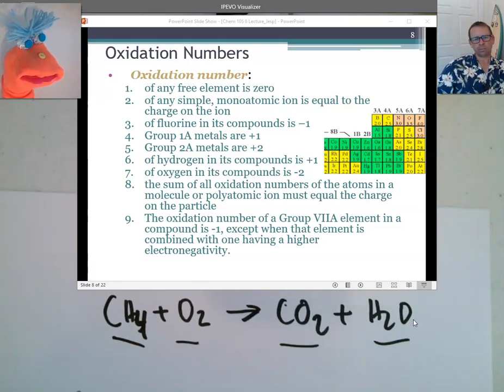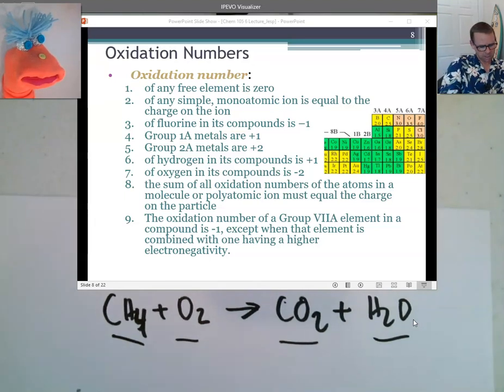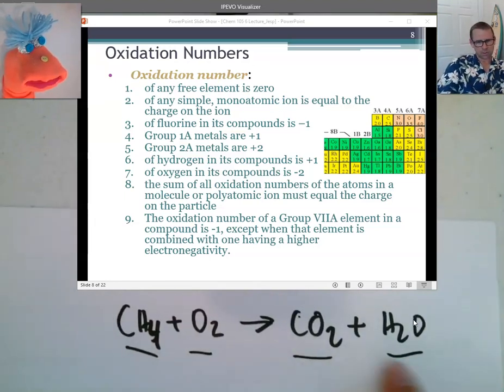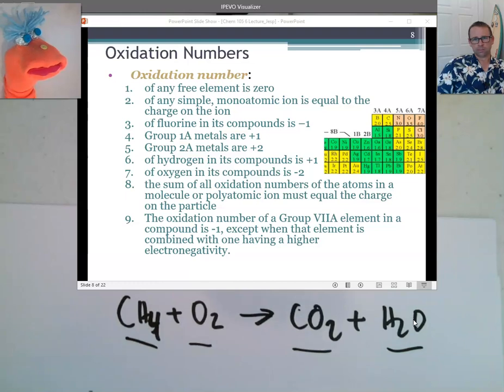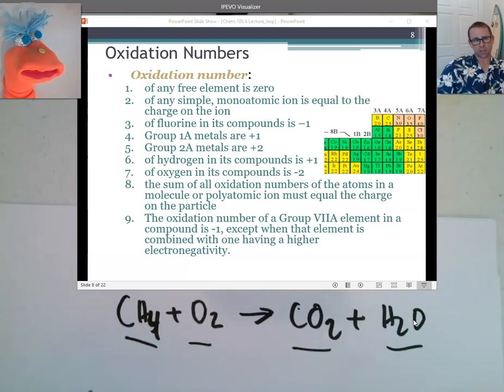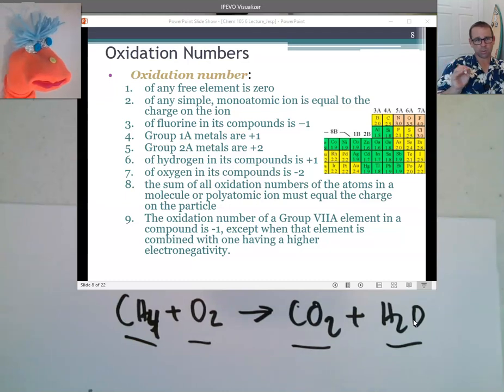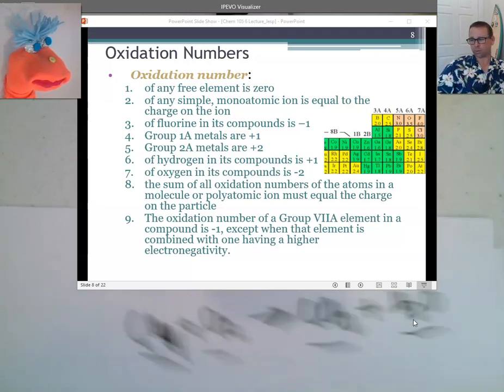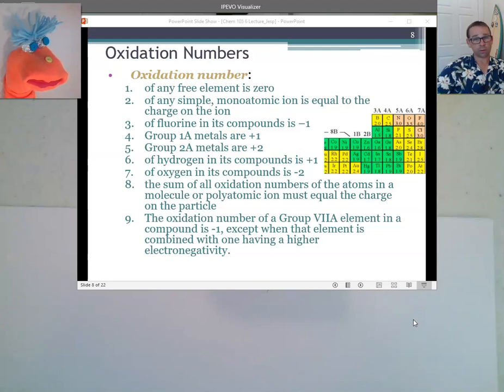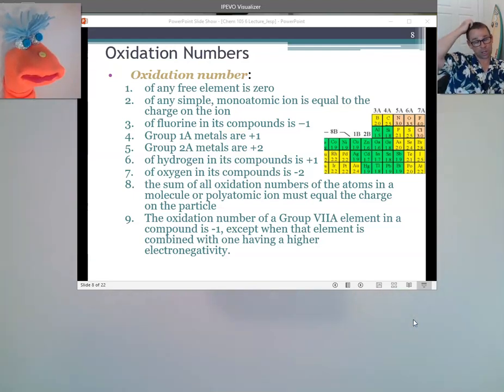So how can we tell? We can't see what electron density is, who's gained and who's lost electrons. So we need to be able to look at the elements within compounds and identify oxidation numbers, we call them. Now this is the method that we use to see whether or not an element within a compound, and therefore the compound itself, is either oxidized or reduced, okay?